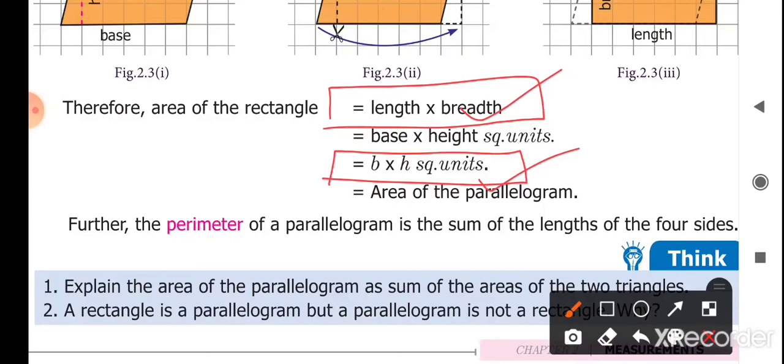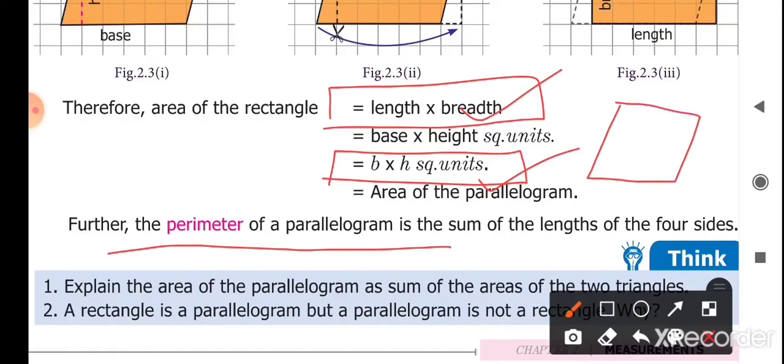The perimeter of the parallelogram is nothing but the sum of all sides: 1, 2, 3 and 4. We are adding all the sides. This is called perimeter.